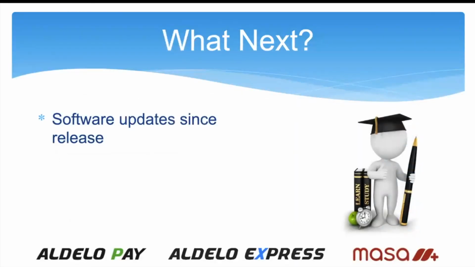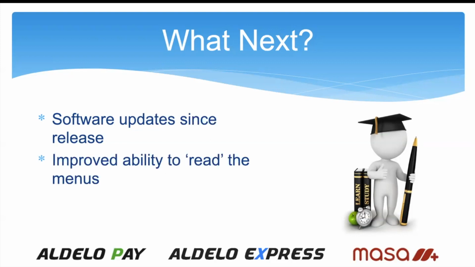So what's next? We've done some software updates since the release. We've improved the ability to read the menus. So we've got some improvements with regard to the AI scanning and reading capabilities of menu. It can now take a picture using a PDF. It doesn't have to be from the actual menu. You can do this through Word docs, pages. You can scan different PDFs.